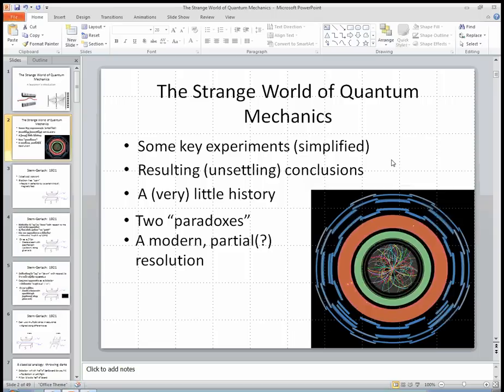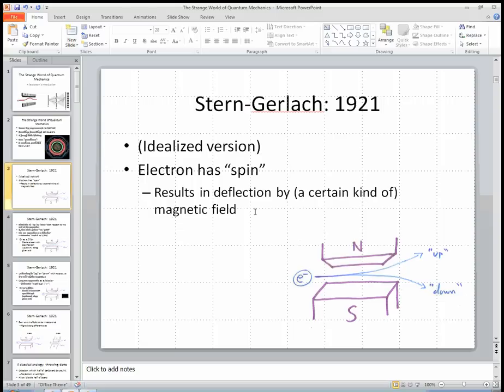I'm going to talk about a very brief little history of quantum mechanics from a foundational point of view, in terms of how we try to understand it at a very foundational level. And I'll talk about two famous paradoxes. And then I'm going to talk about something that people don't really know very well, which is a modern way of thinking about quantum mechanics, and in particular those paradoxes, which is an interesting attempt at resolving how you might think about those.